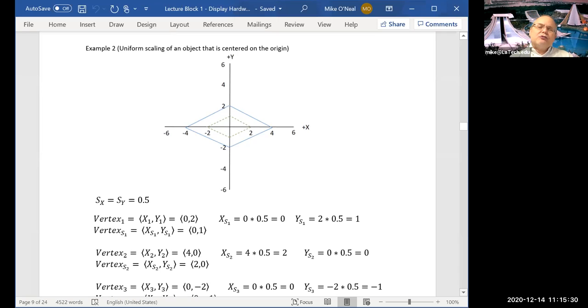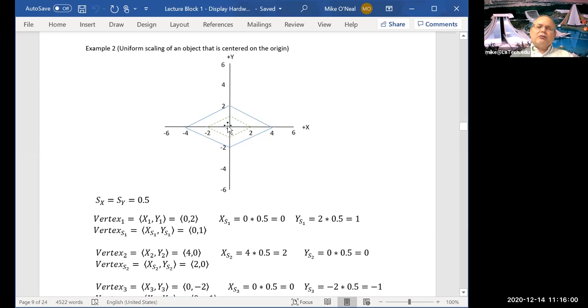The second example makes 2 points. One is it shows what happens if your object is centered on the origin. Our object is this blue thing here. I don't know what you want to call it, a diamond maybe. And we're going to shrink it. We're going to use a scale factor in both x and y of 0.5. And when we do that, you see that the center of it doesn't move.